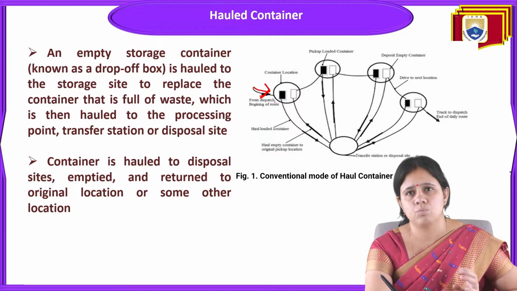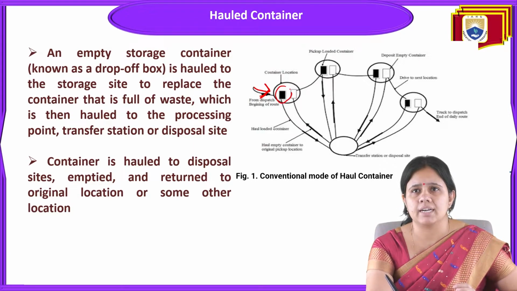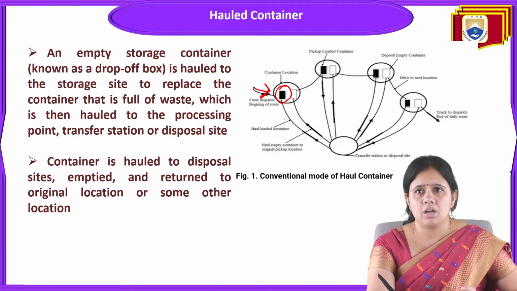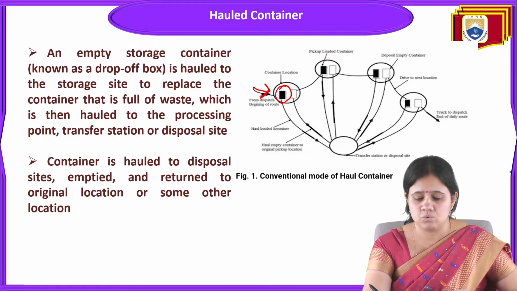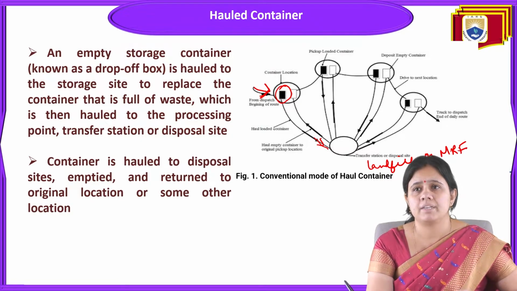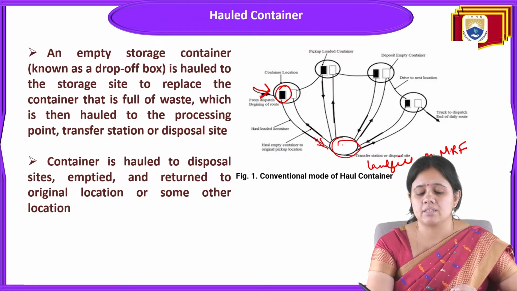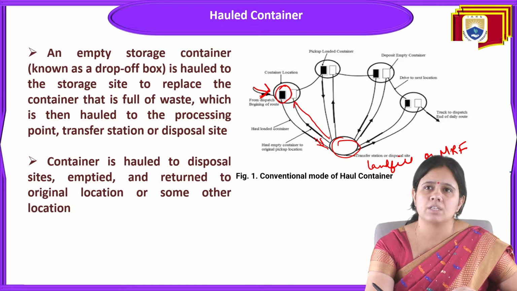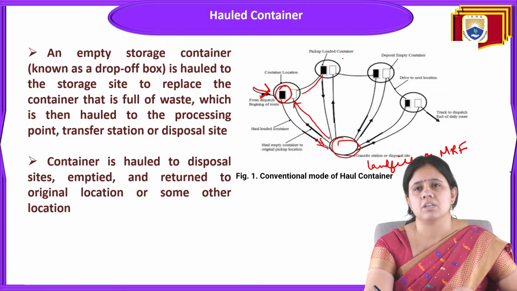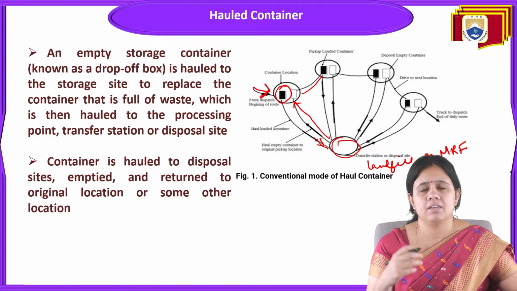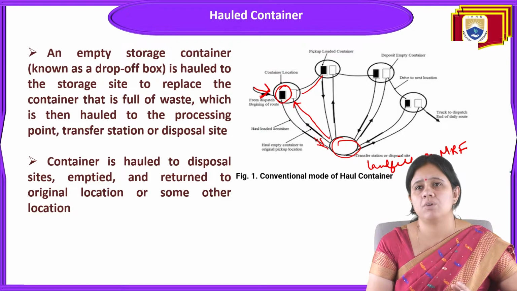What they will do is take this filled, occupied container to the transfer station, either the landfill or the MRF site, material recovery facility site, and then the vehicle hauls it to the big place, and the vehicle will take the empty container to that location again. In this way they go to the next location, pick up the loaded container, and deposit an empty container again. This is the conventional mode of haul container system.